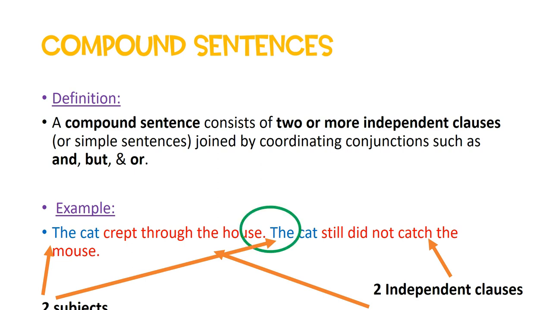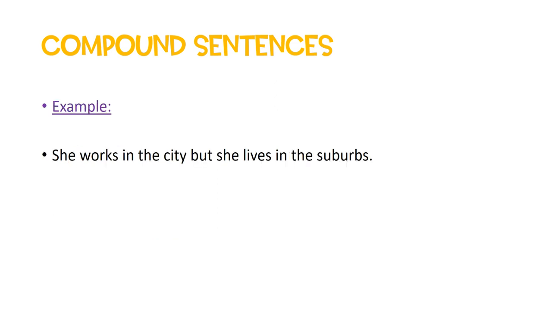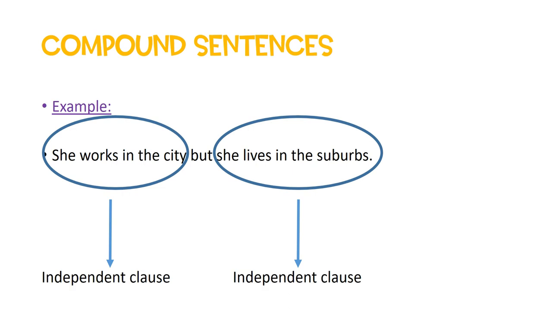To make a compound sentence, we need to combine the 2 by using a coordinating conjunction. Now we have, the cat crept through the house, but he still did not catch the mouse. Another example we have is, she works in the city, but she lives in the suburbs. Here we can see 2 independent clauses, which both could stand alone, joined by a coordinating conjunction such as but.